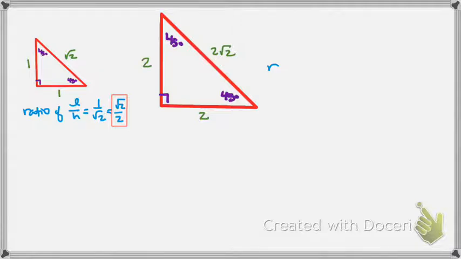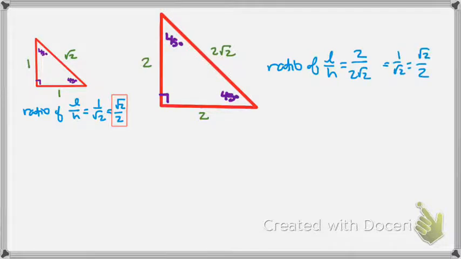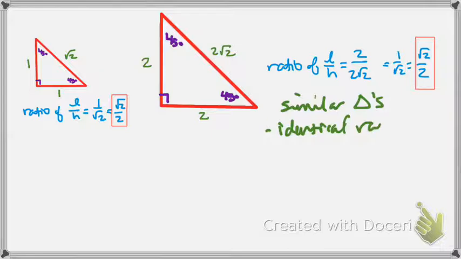Now if I do the same thing with my larger triangle, the ratio is 2 over 2 radical 2. What you realize is that the 2's cancel and you get the same ratio as before. That's a really important concept. Any 45-45-90 triangle is similar to any other 45-45-90 triangle. When you have similar triangles, the ratio of the leg to the hypotenuse is identical regardless of the size of the triangle. Those ratios are something we're going to study here today and in the next couple days.